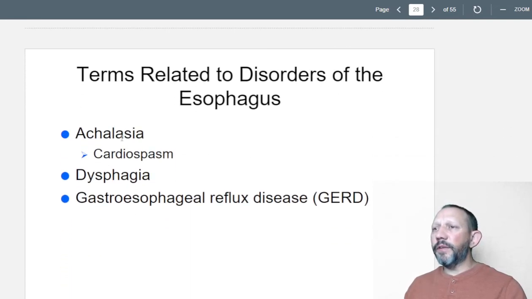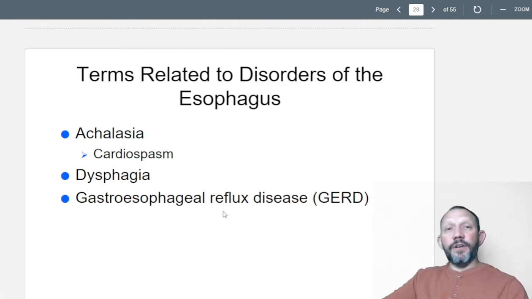Terms of disorder of the esophagus, achalasia, cardiospasm. Achalasia is like it's hard, painful when you're swallowing, and it goes down. Dysphagia, same kind of thing. Difficult eating or painful eating. Phagia means eating and swallowing. There's GERD, gastroesophageal reflux disease.